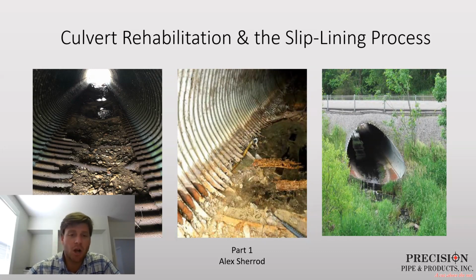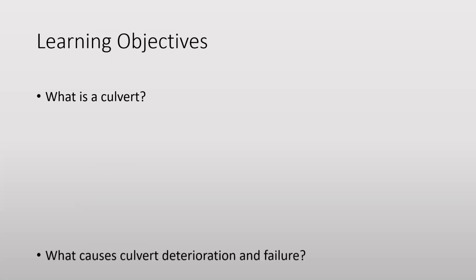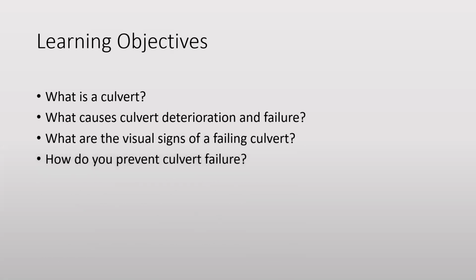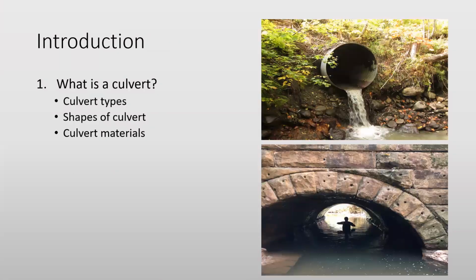Today, we will explore the following questions to get a better understanding of the important role culverts play in maintaining a healthy roadway infrastructure. Our first learning objective will be to define what is a culvert. What causes culvert deterioration and failure? What are the visual signs of a failing culvert? And lastly, how do we prevent culvert failure? So our first question will be to define what is a culvert.